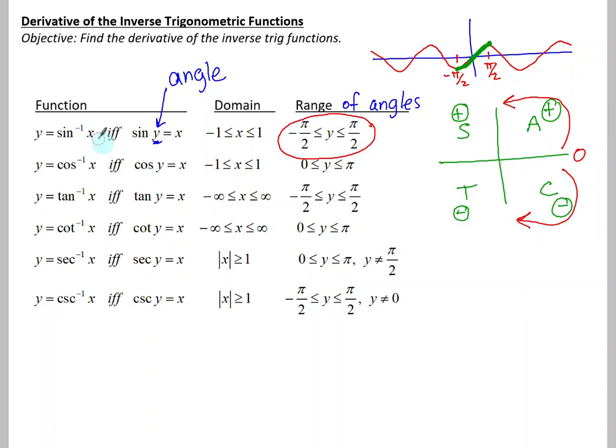So it's important as we think of inverse trig functions that we remember the range of angles. As you go through practicing, just keep in mind these ranges of angles are the only ones possible for each of these inverse trig functions.